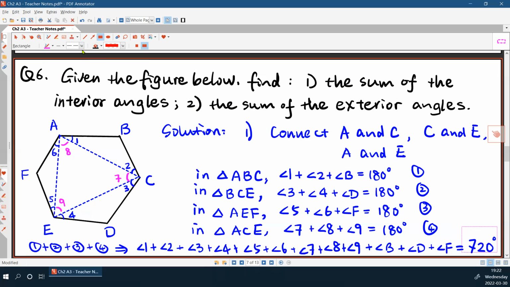Okay, have a look at this question and let me know if you're finished, okay? Okay.